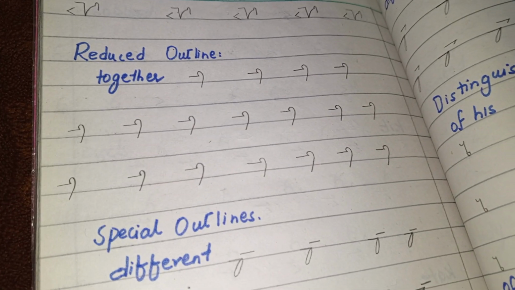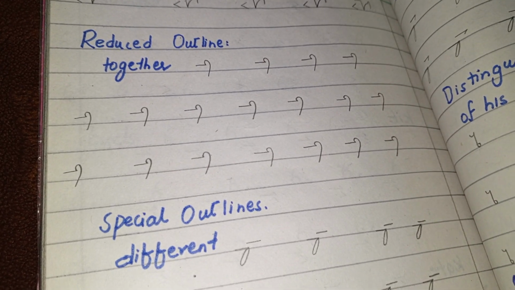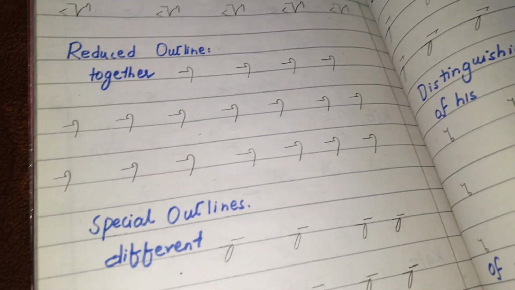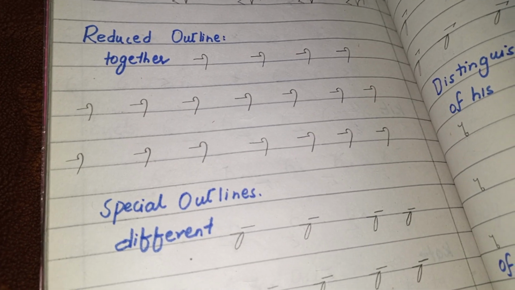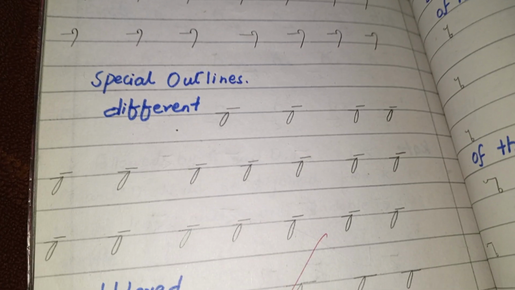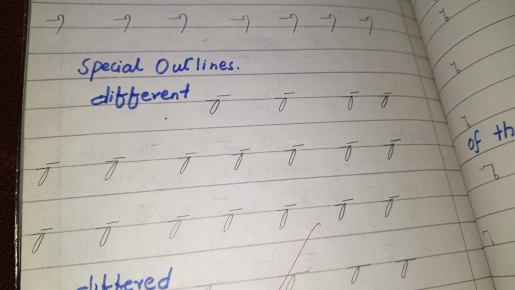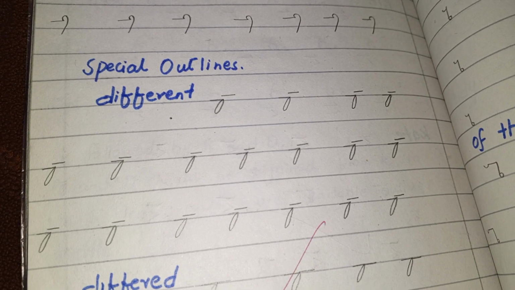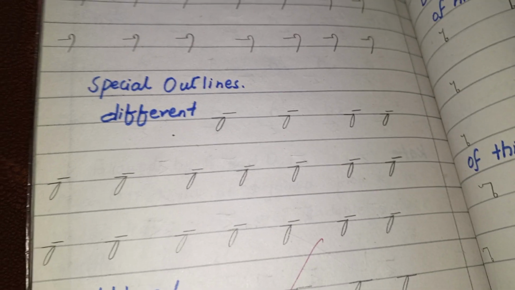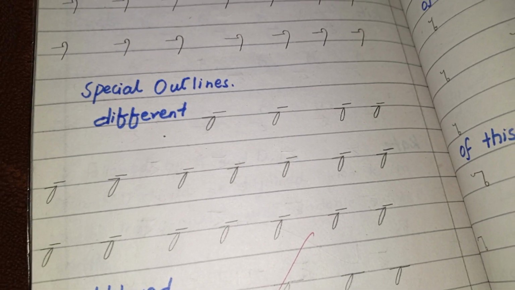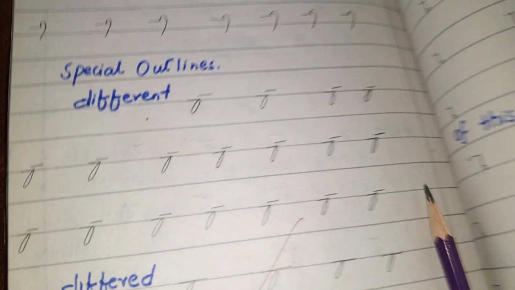Its outline is T and G. T must be above the line: T and G. The next word is different: D, F and T, which is above the line.